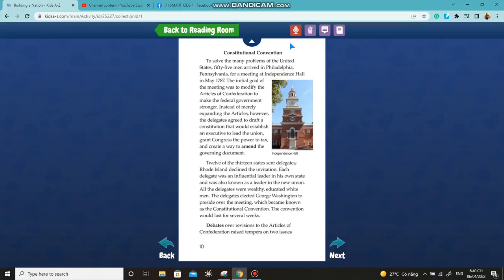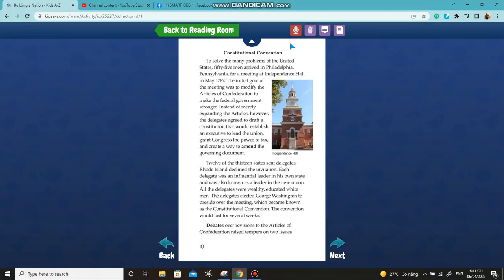Constitutional Convention. To solve the many problems in the United States, 55 men arrived in Philadelphia, Pennsylvania, for a meeting at the Grand Hall in May 1787. The initial goal of the meeting was to modify the Articles of Confederation to make the federal government stronger. Instead of merely expanding the Articles, however, the delegates agreed to draft a constitution that would establish a stronger government, grant Congress the power to tax, and create a way to amend the government document.